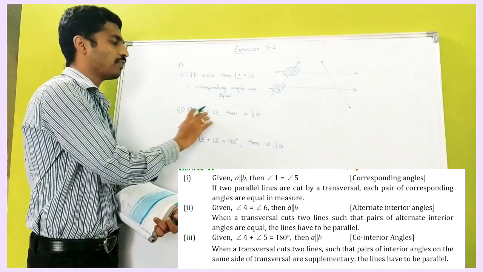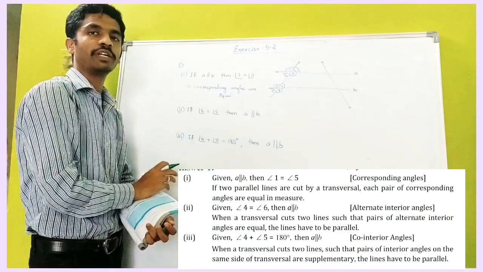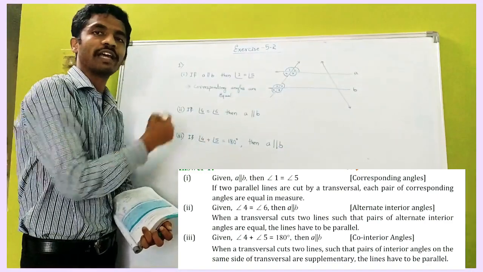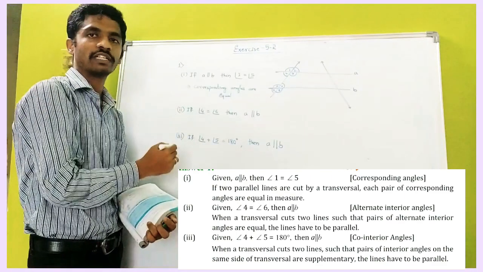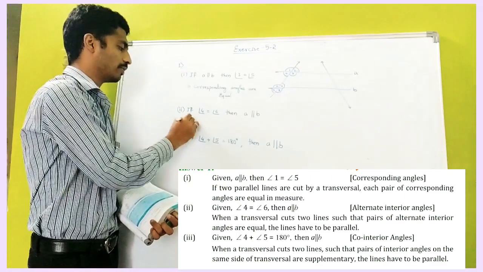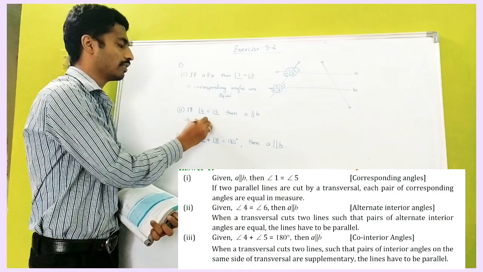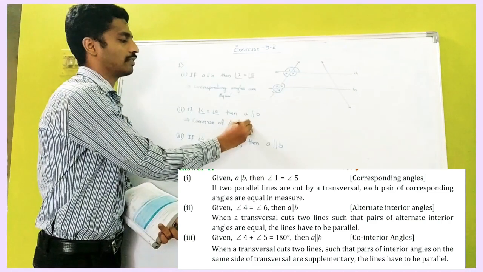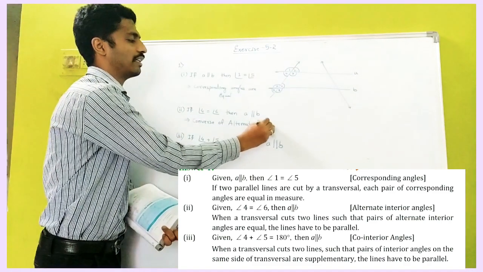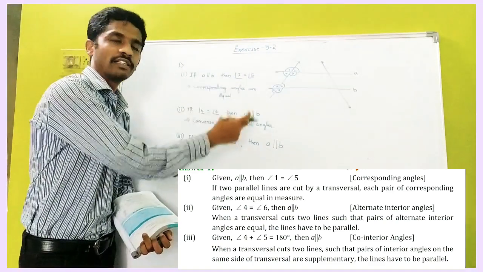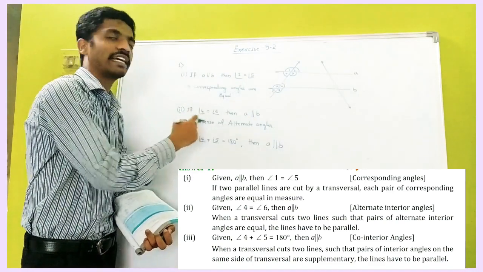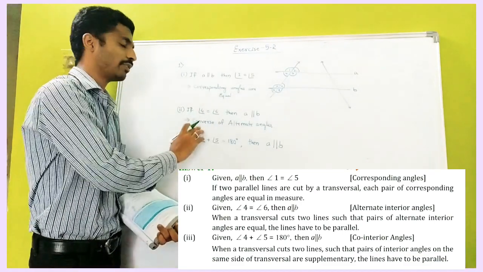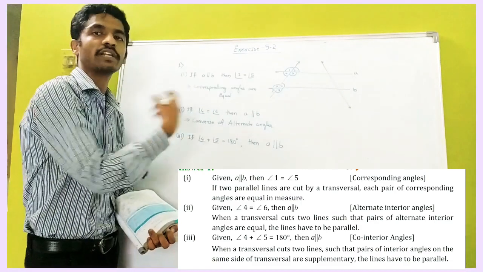Now, if angle 4 equals angle 6, then A parallel to B. Yes, where are 4 and 6? Here, 4 and 6. So when alternate angles are equal along with the transversal, then the lines are parallel. So the converse of alternate angles. Why? If lines are parallel, alternate angles are equal. If alternate angles are equal, then automatically the lines are parallel. That's why we use the word converse, meaning reverse order.